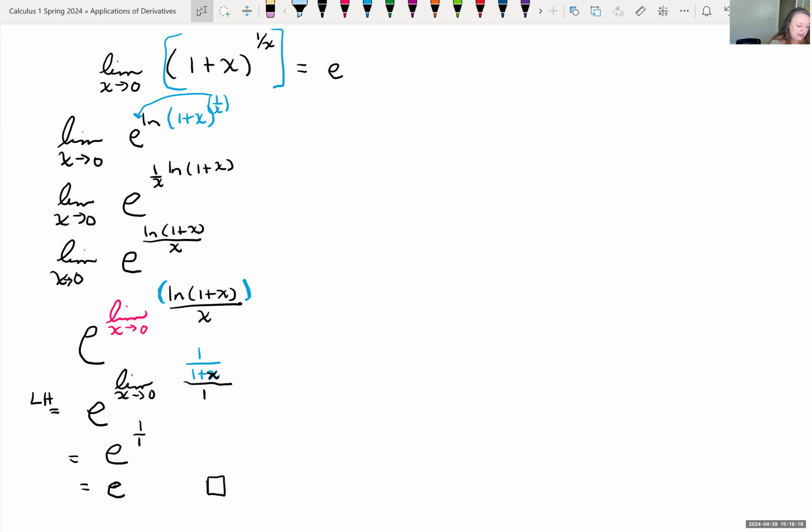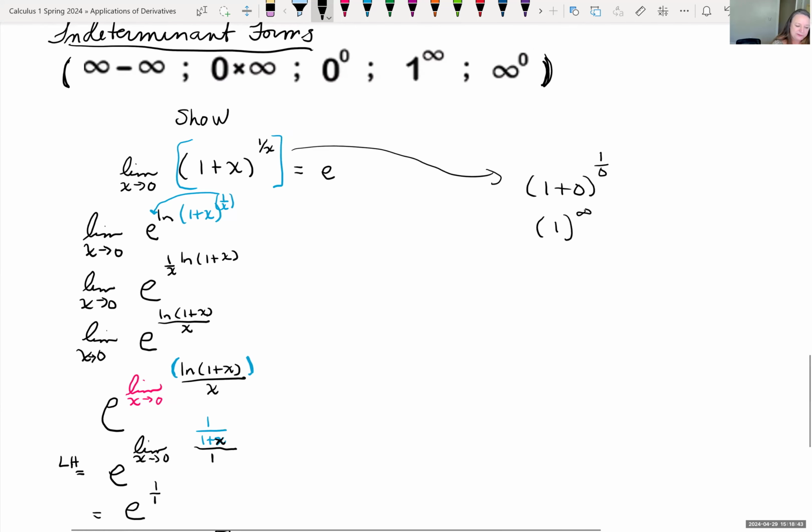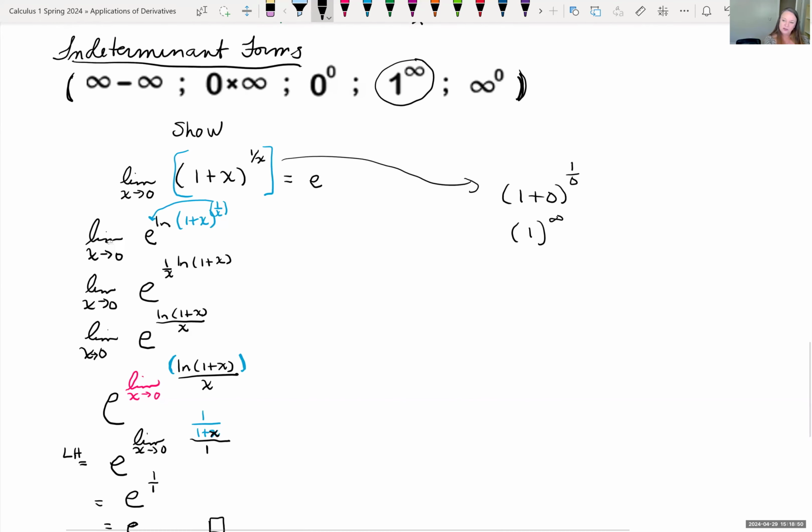If in the beginning we just plugged in 0 for x, let's go back and plug it in. We have 1 plus 0, and then we have 1 over 0. But remember, 1 over 0 is infinity. So we have the 1 to the infinity form. And something in the form of 1 to infinity is an indeterminate form, so it doesn't tell us anything. We have to go back and manipulate it. Okay, thank you.